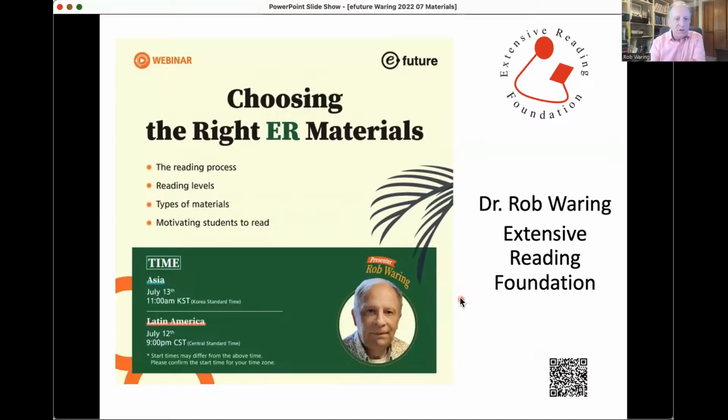So today I'm going to be talking about choosing the right ER materials. Now, ER, of course, refers to extensive reading. And we're going to be talking about these things here. So let's start off by just reviewing what we need to do for extensive reading. And I'm sure all of you can answer these questions.